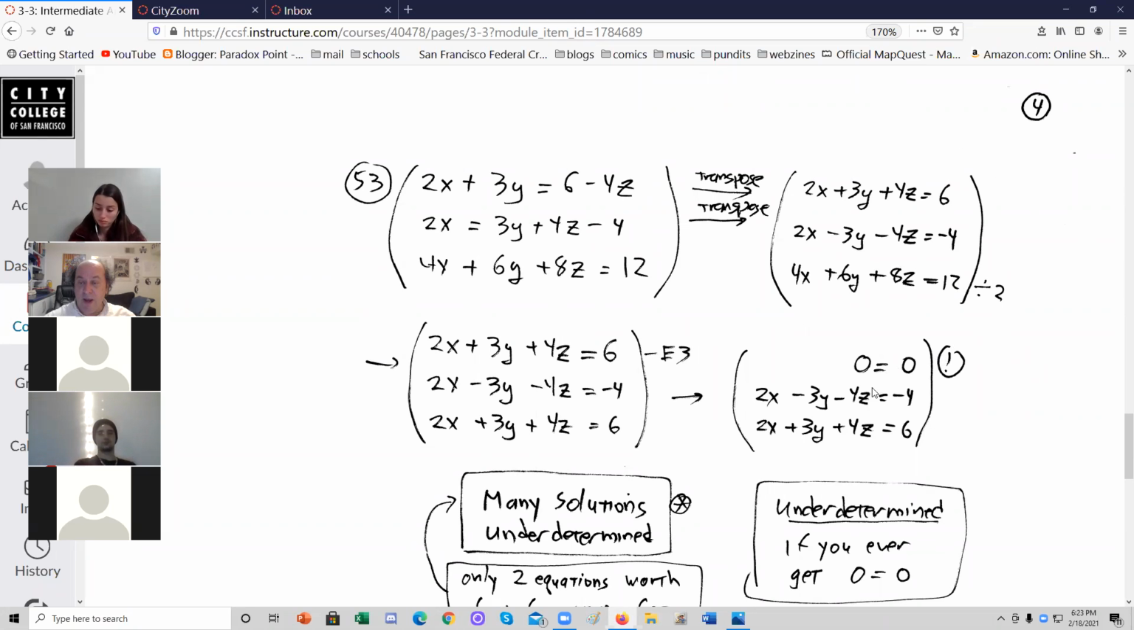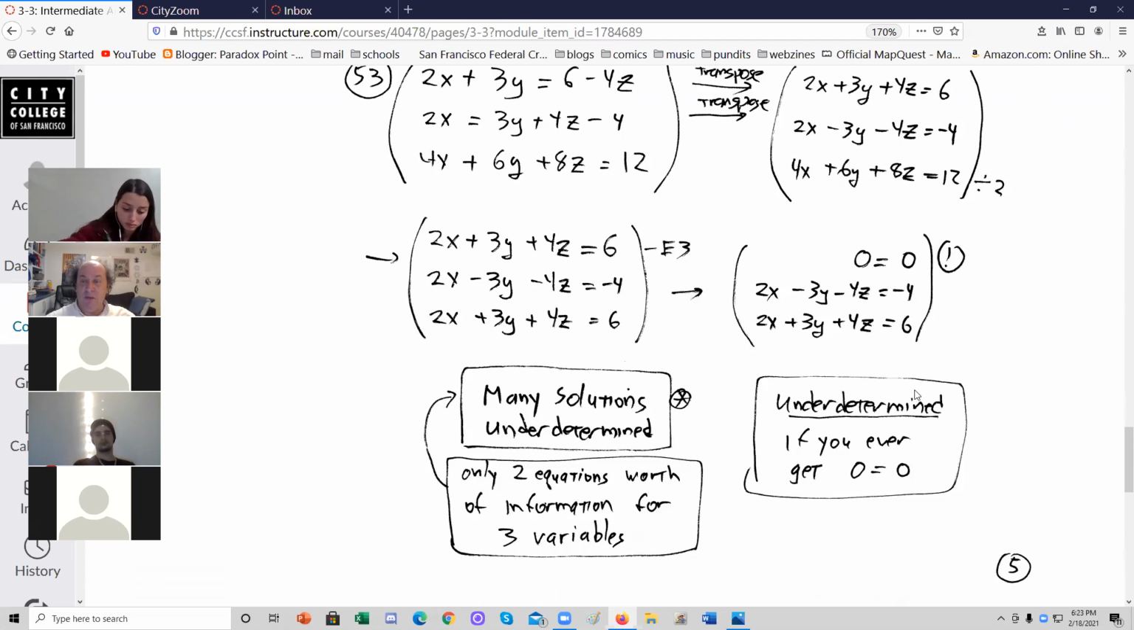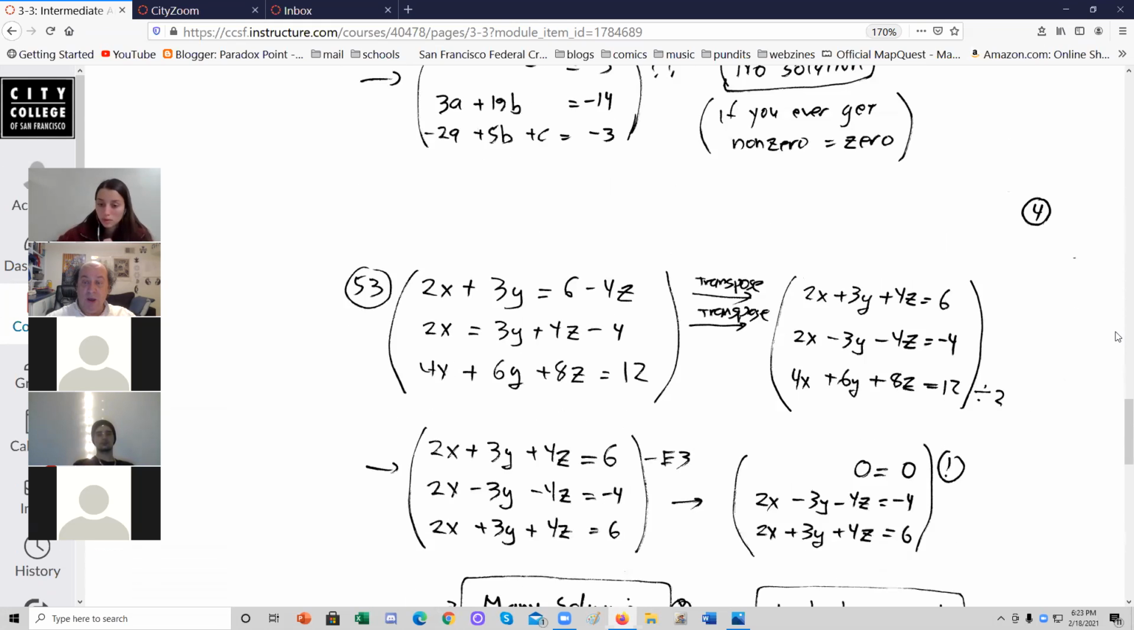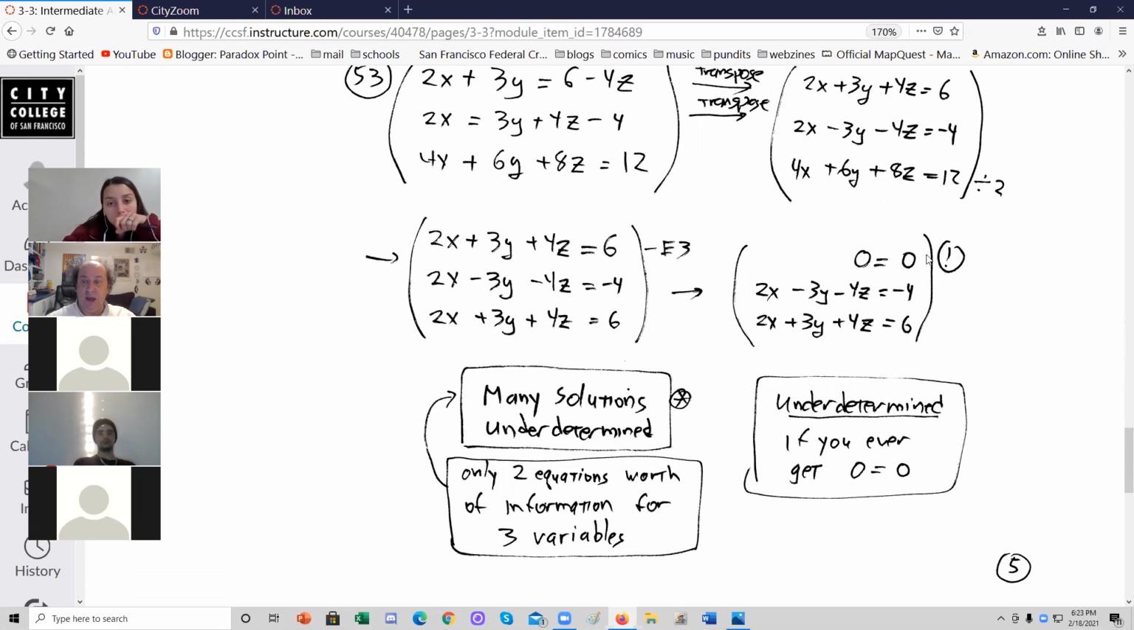So when you have that, in effect, we have only 2 equations worth of information to find 3 variables, and that's not enough. So we get many solutions. It's what's called underdetermined. There's not enough information to specify. So you get no solution, aka overdetermined, if you get non-zero equals 0, like 0 equals 3. If one of the equations cancels out entirely, for 0 equals 0, then it's underdetermined. There'll generally be more than one solution, or in fact, a whole line full of solutions or more.